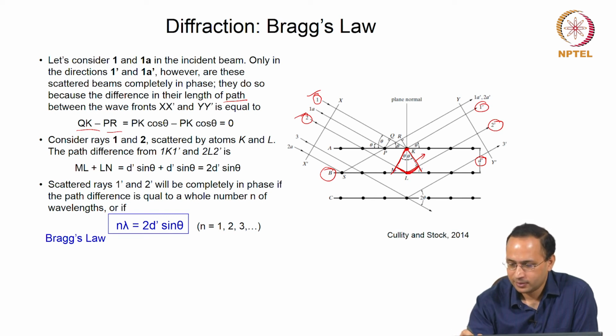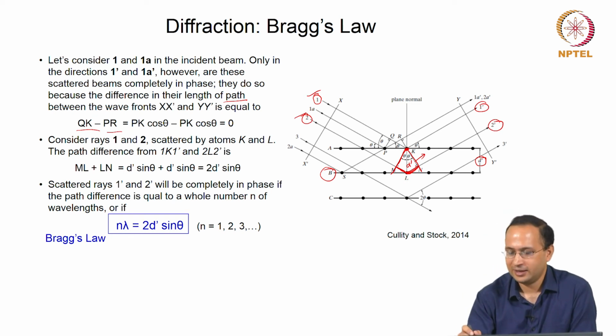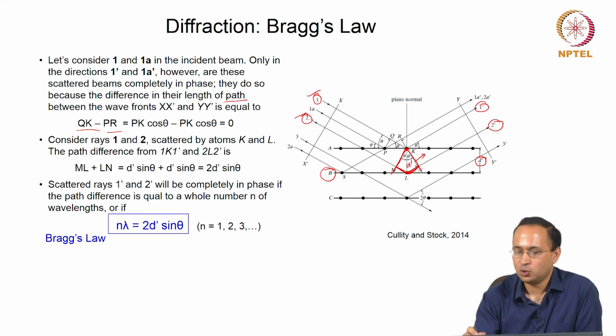So we have to calculate MLN, ML plus LN, that is the path difference. ML and LN, so what is ML? You know this is d', the spacing, and you have angle theta, because the incident ray makes angle theta with the plane. Using the geometry, this is theta, this is 90 minus theta, this is theta. Is it clear? So when this is theta, then ML will be d' sin theta, and the same thing, LN can also be written as d' sin theta. So the total path difference will be 2d' sin theta. It's clear?